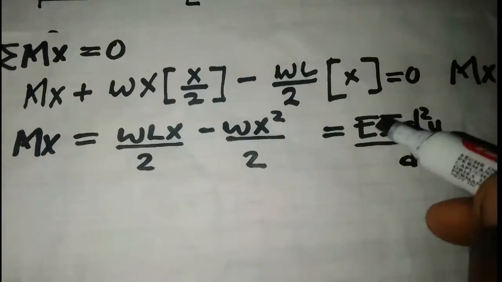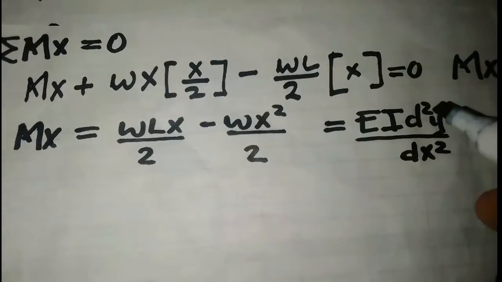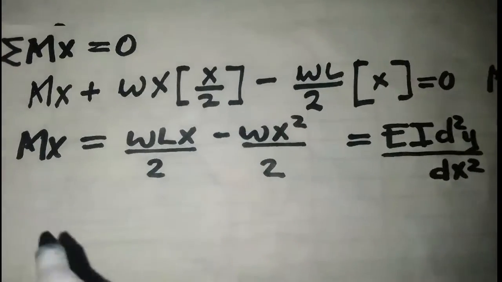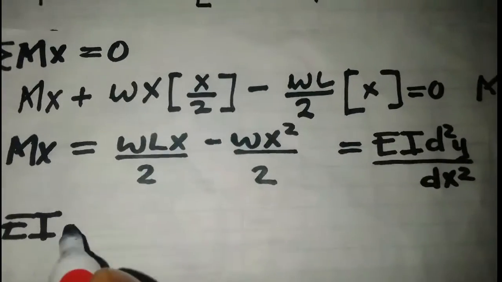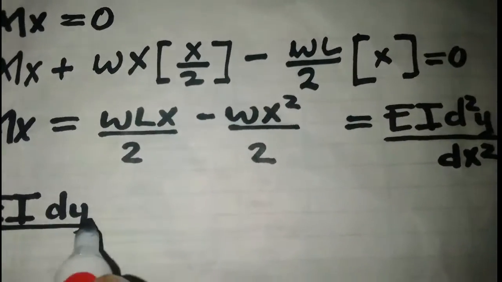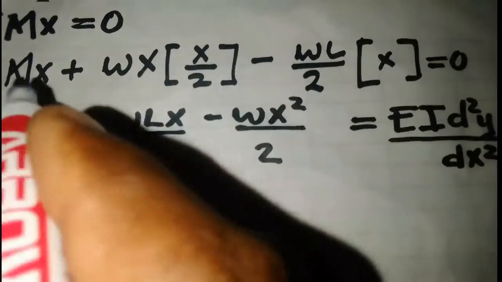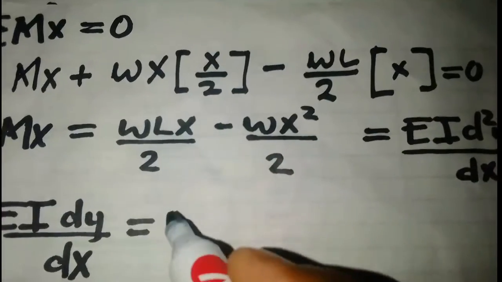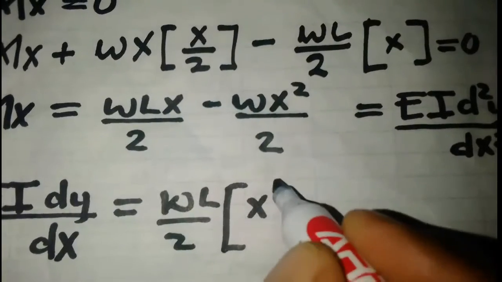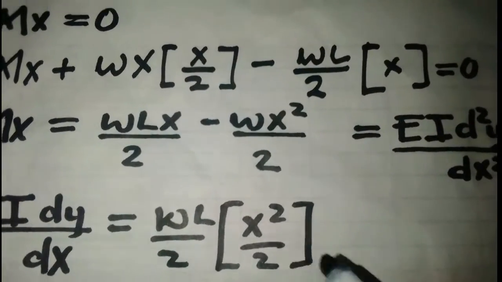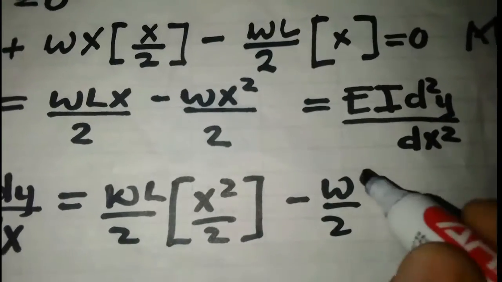This can be factorized so as to reduce the powers of y and x. If we factorize here, EI is a constant, and d squared y over dx squared is what we equate it to. If we factorize for x, we have WL over 2, factorizing x, and x squared over 2, and we are subtracting this, factorizing x squared.